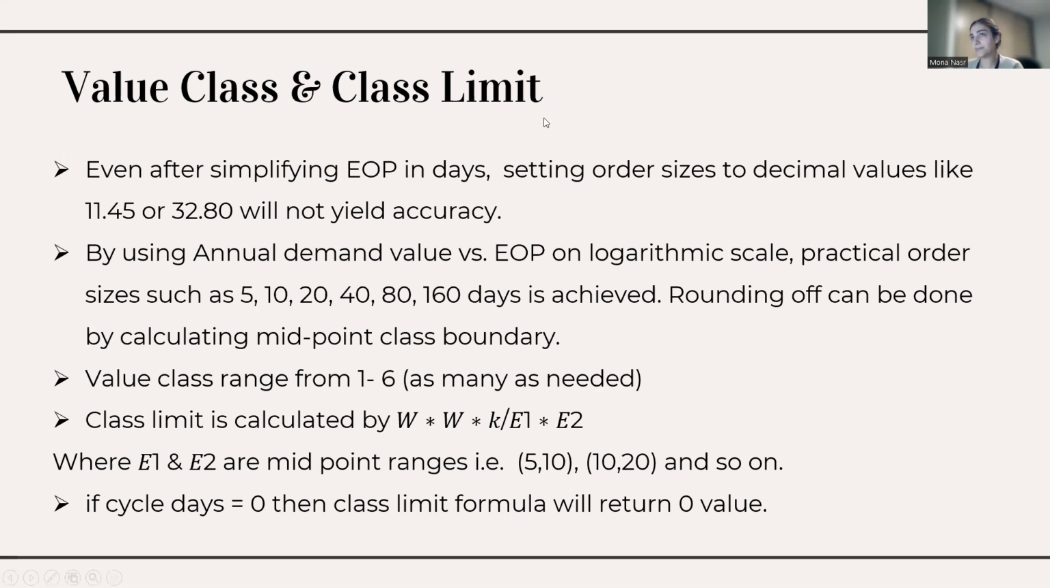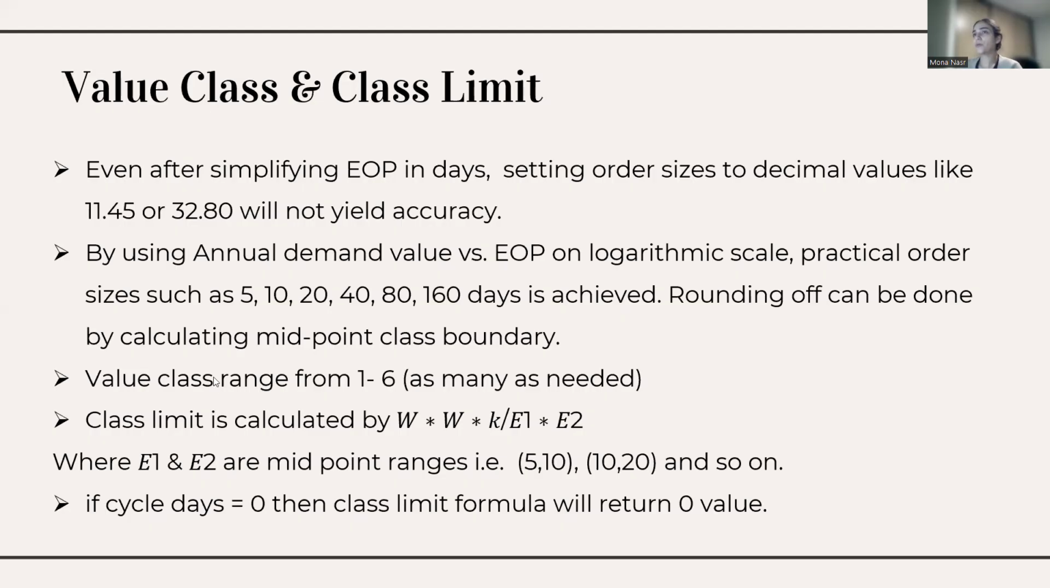Value class and class limit. So why do we have these value classes and class limits? Even after simplifying EOP in days, setting order sizes to decimal values like 11.45 or 32.80 did not yield accuracy. By using annual demand value versus EOP on a logarithmic scale, practical order sizes such as 5, 10, 20, 40, 80, and 160 days are achieved.